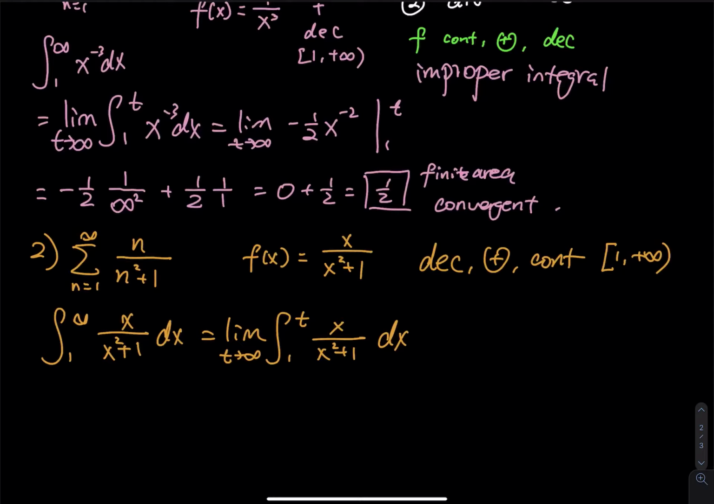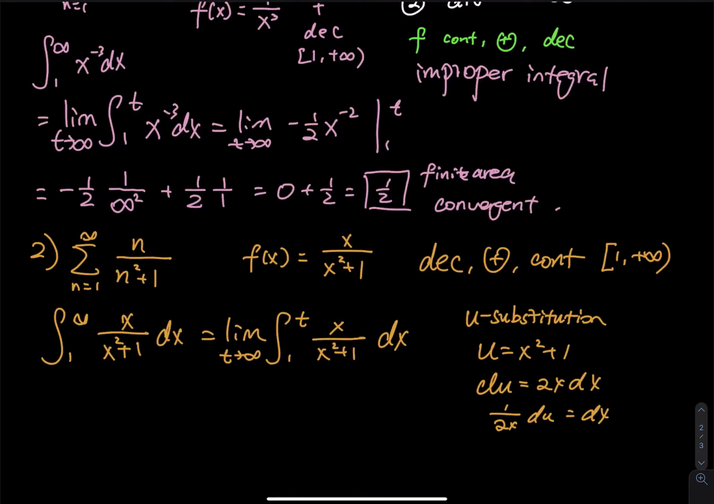That one is a pretty common technique that is called a U-substitution. So you let u equals x squared plus 1, so du is equal to 2x dx, and then 1 divided by 2x du is equal to dx. So basically we isolate the dx on one side.